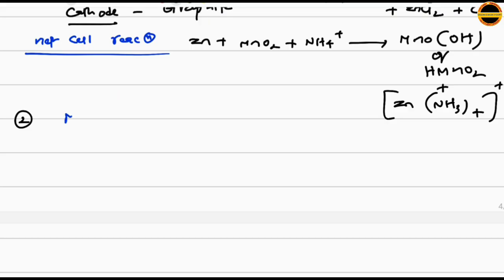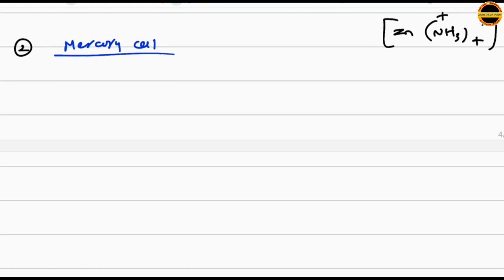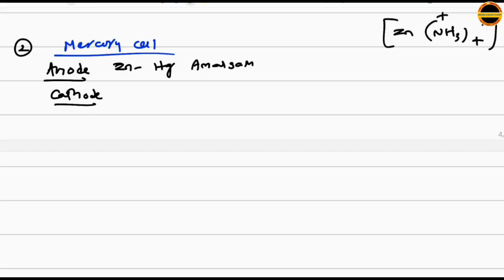Next, moving to the mercury cell, after the dry cell. Where do we use the mercury cell? It is used in watches and hearing aids. First, you see here the anode. Anode is zinc mercury amalgam. Similarly, the cathode is a paste or mixture of HgO, mercuric oxide, plus carbon.